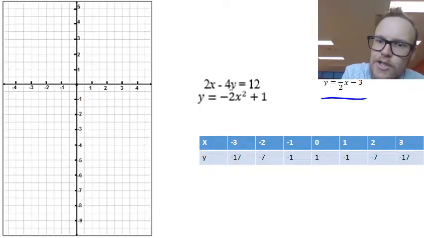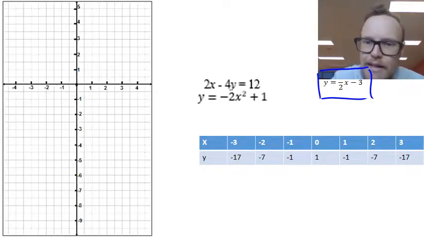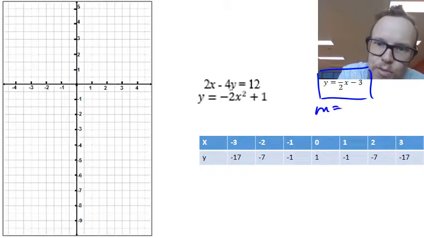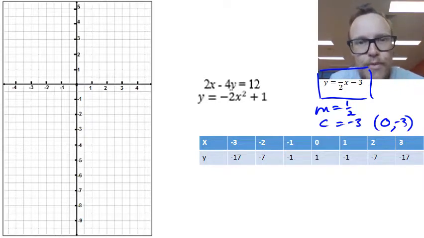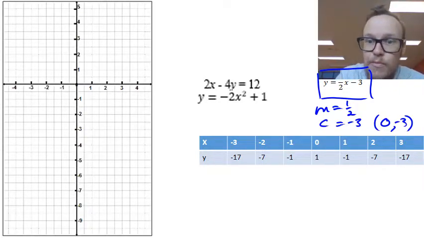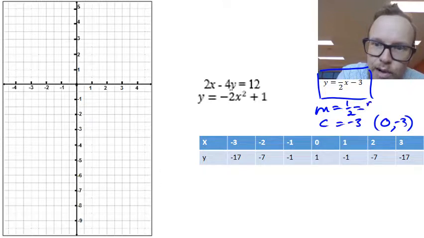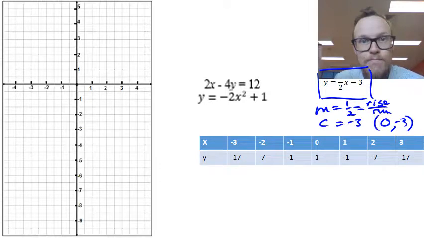Now, our equation is y is equal to 1/2 x minus 3. That means our gradient is 1/2 and our y-intercept, our value for c, which is our y-intercept, is negative 3. That means we can plot the point 0, negative 3 on our graph paper. We can then use the gradient, which is rise over run, to move along by 2 and up by 1. A run along by 2 and up by 1.